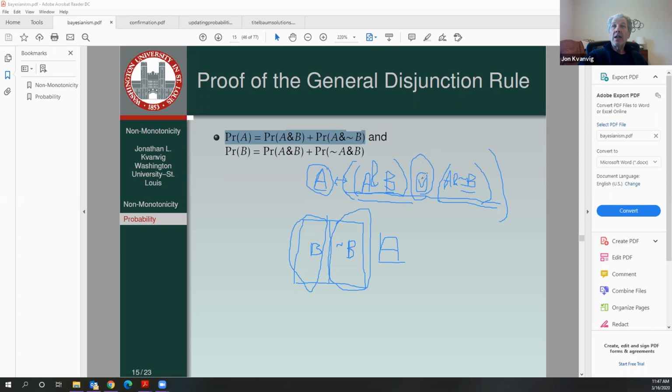All right, now notice as well, this disjunction is an exclusive disjunction. It's not possible for both A and B to be true and A and not B to be true, because it's not possible for B and not B to be true. So this is an exclusive disjunction, which means we can get its probability just by adding the probability of the first to the probability of the second, which is just what we have up here in this formula. On the right side of this equation, we have the summing of these two probabilities. And as long as the probability of logically equivalent claims has to be the same, the probability of A will be the same as this sum.